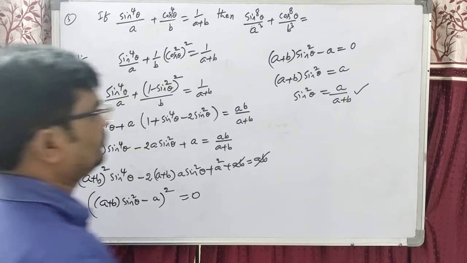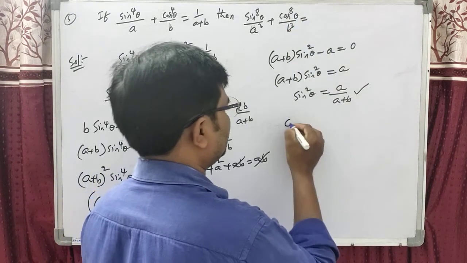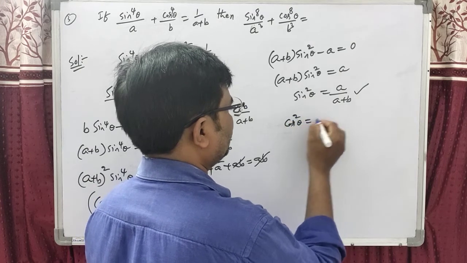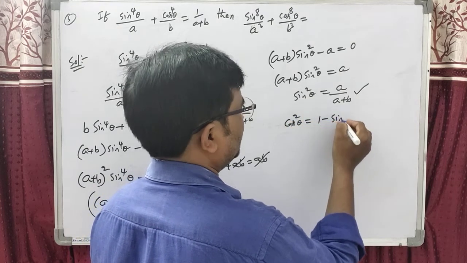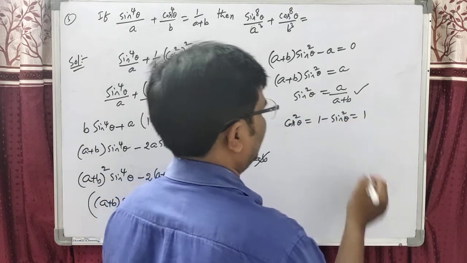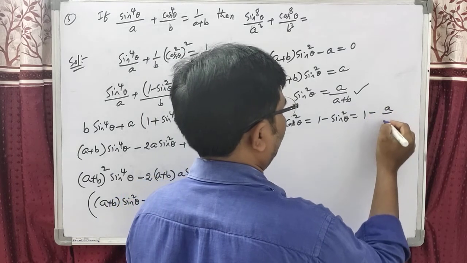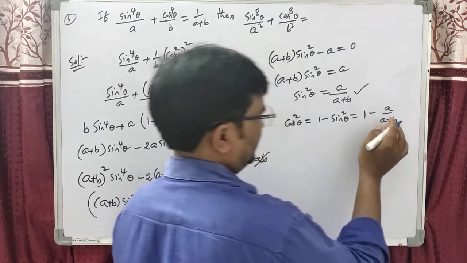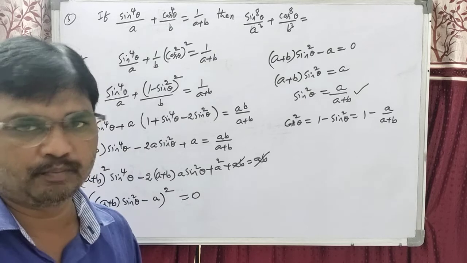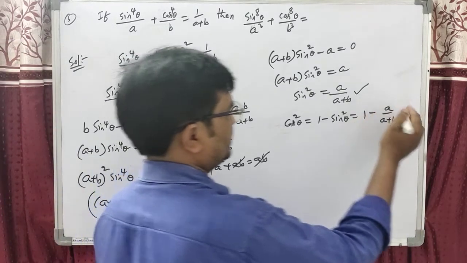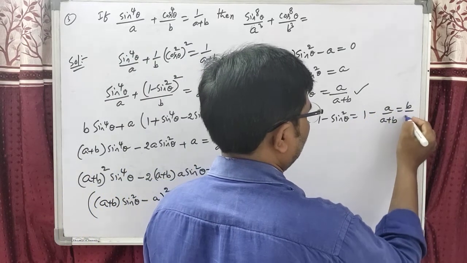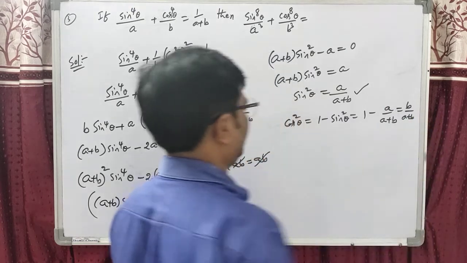Now students, how to find cos square theta? Cos square theta is 1 minus sin square theta, 1 minus a by (a plus b). Here the LCM is (a plus b), plus a minus a cancel. Now this is b by (a plus b).